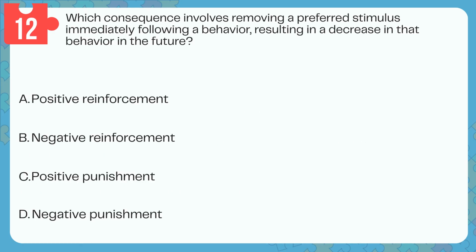Question 12. Which consequence involves removing a preferred stimulus immediately following a behavior, resulting in a decrease in that behavior in the future? A. Positive reinforcement. B. Negative reinforcement. C. Positive punishment. D. Negative punishment.